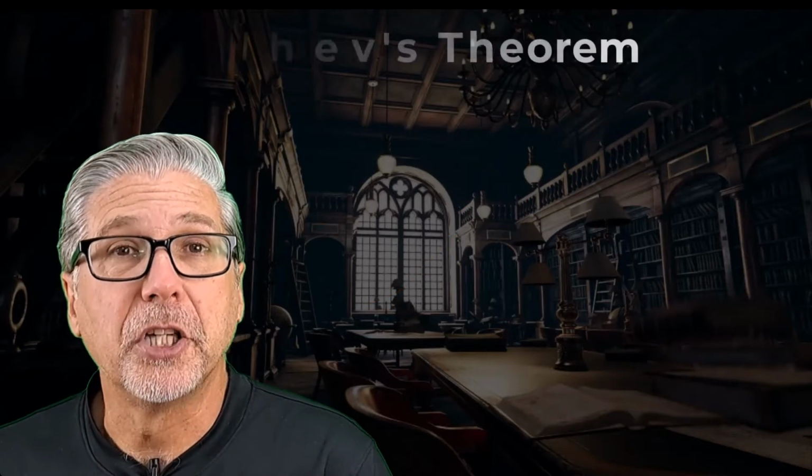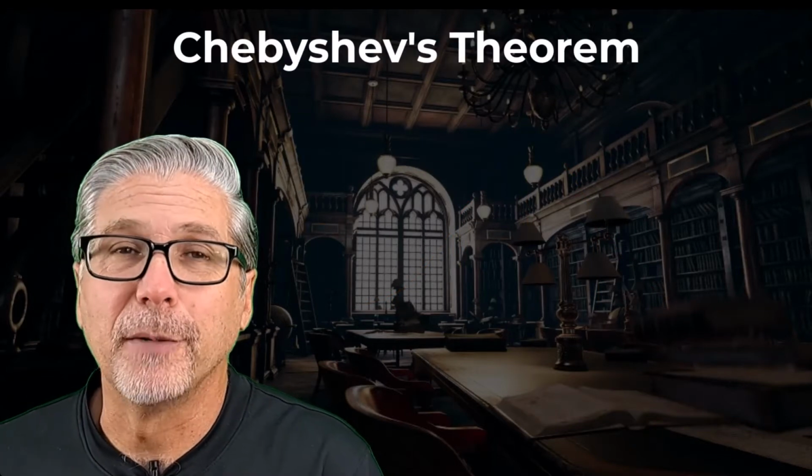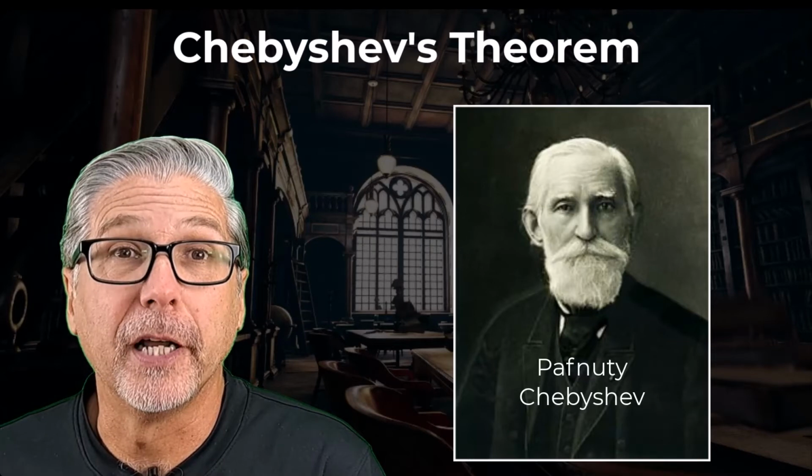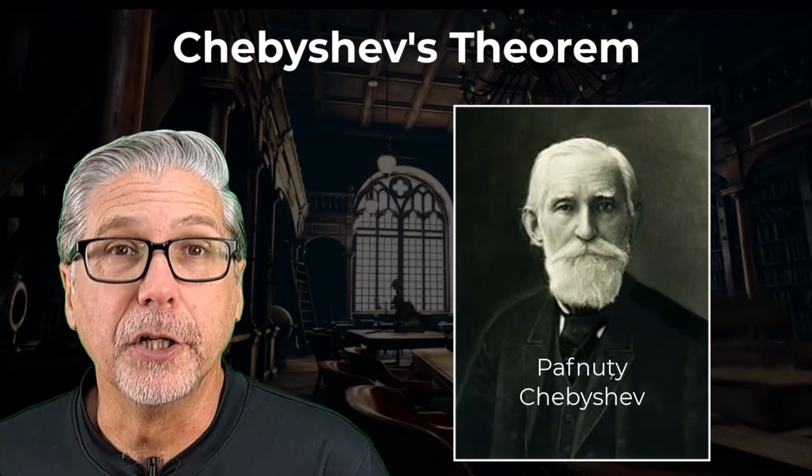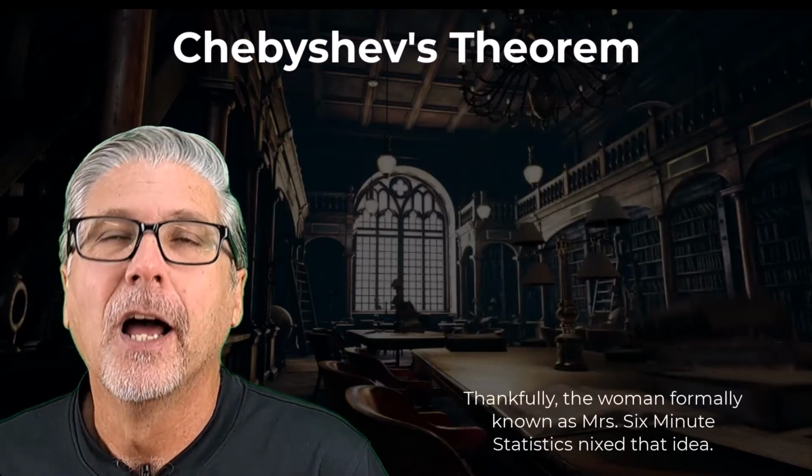It's called Chebyshev's theorem, named after that famous Russian statistician Chebyshev. It's got to be one of my favorite all-time names. In fact, I thought of naming my first child Pafnuty Dumbledore. It's got a ring to it, doesn't it?